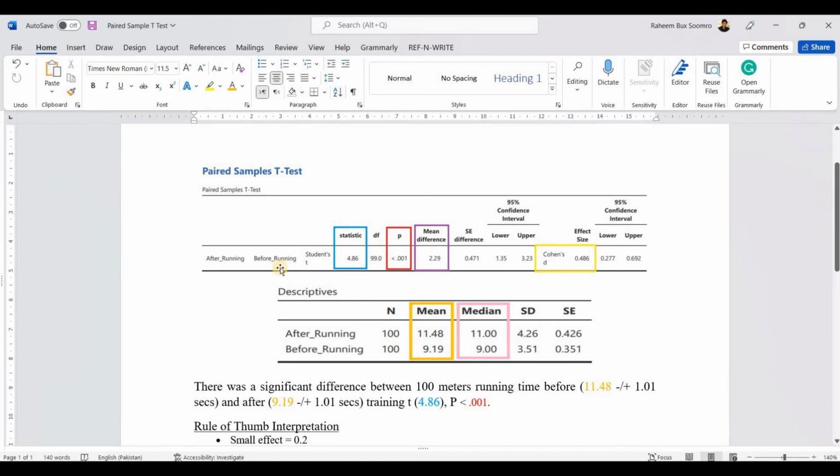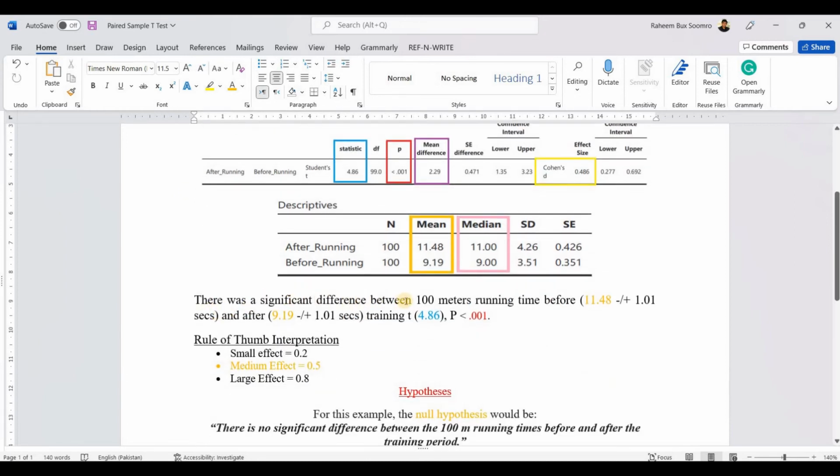So now, test applied: paired sample test, and there was a significant difference in the 100 meters running time. Before, the mean is 11.4, plus or minus 1 point something, and after this is the after. Here again there is a plus or minus 1.1 difference, and the t value is 4.86. This is 4.86, and then this is the p value. And then the rule of thumb.